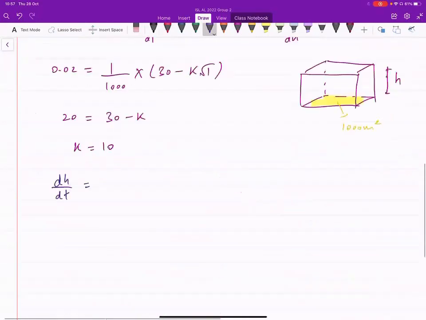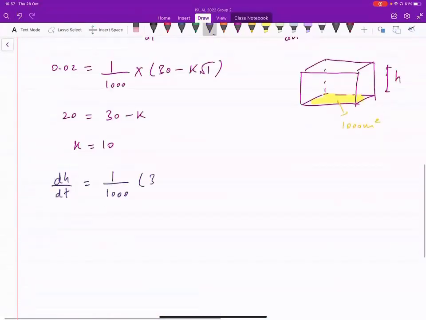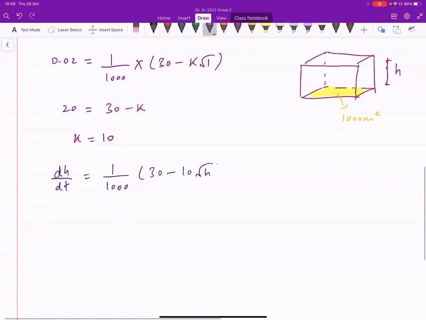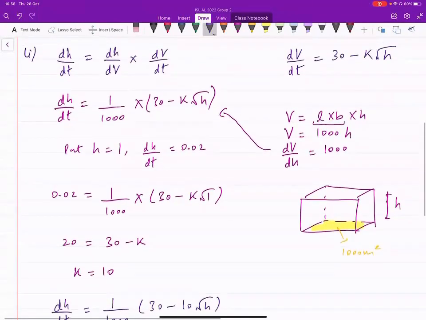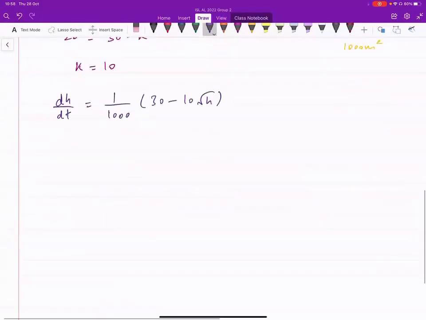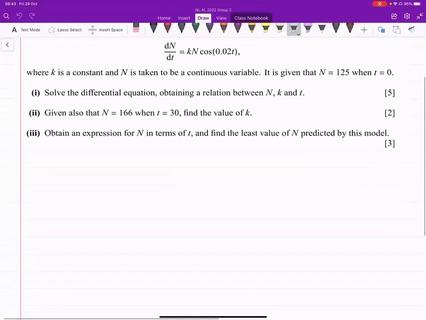(0.01). So we have 1 over 1000 into 30 minus 10 into square root of h. We input the value of k back into it. What was the value of k? 10. We input that there. We can take 10 common. It becomes 10 over 1000 into 3 minus square root of h. 10 over 1000 gives us 0.01 into 3 minus square root of h. That's dh over dt that I had assigned.